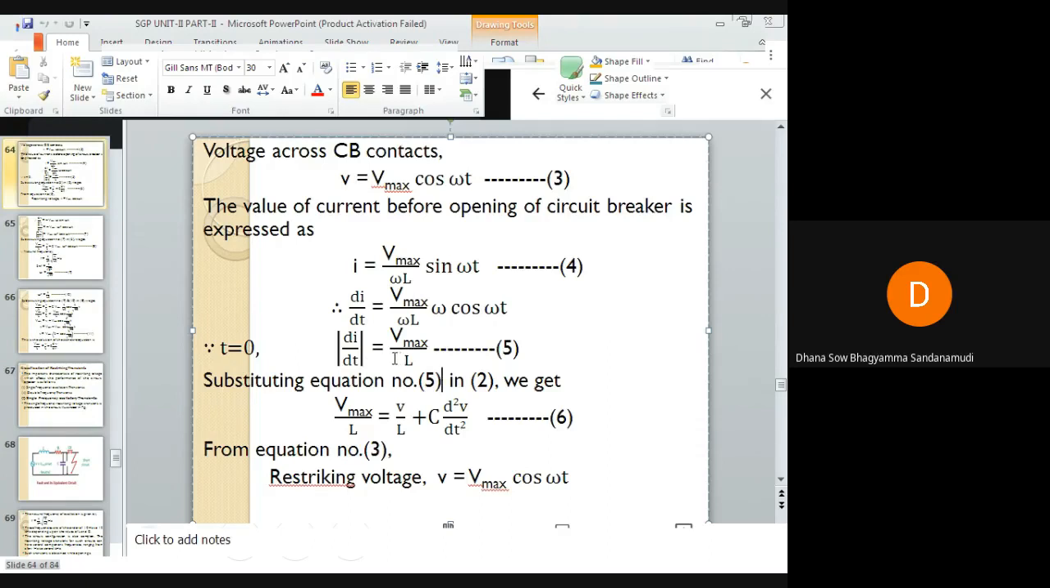Instead of di/dt, write V max by L. So V max by L will be equal to what? V by L plus C into d square V by dt square. Assume this as equation number 6.